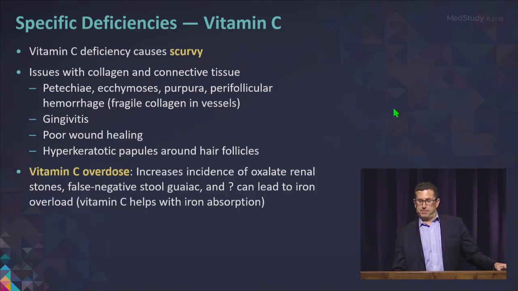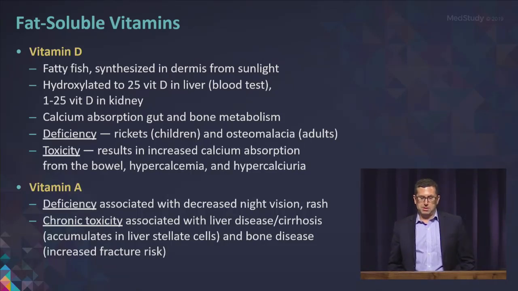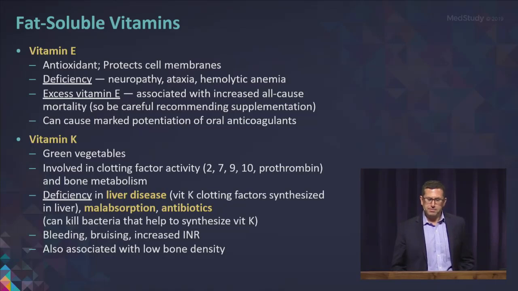Vitamin C overdose could lead to an increased incidence of oxalate renal stones, false negative stool guaiac. That could be a test question, and even iron overload, because vitamin C helps with iron absorption. Vitamin D is associated with bone disease, so rickets and osteomalacia in adults. Vitamin A, the key thing here is night vision. So if there's a deficiency, a tip-off on a test question would be night blindness. Chronic toxicity could be associated with liver disease because it could actually accumulate in the stellate cells of the liver, and chronic toxicity can be associated with bone disease as well.